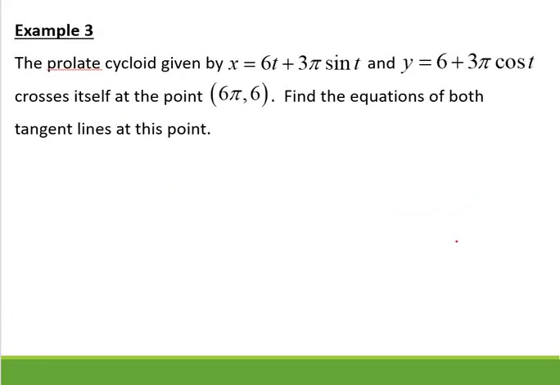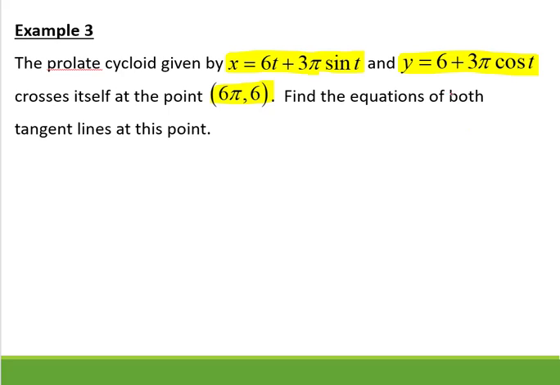Okay, a prolate cycloid. So that you get an idea of what the graph looks like, it might be fun if you graph this in your calculator in parametric mode so that you can see what it looks like. It crosses itself at the point (6π, 6). Find the equations of both tangent lines. Ooh, both tangent lines. That's kind of giving me a hint that I'm going to have two answers.